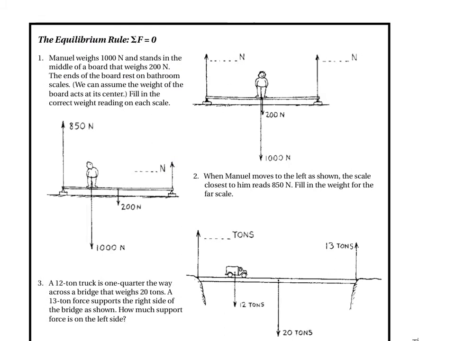Here we have Manuel's 1000 newtons, board weighs 200, total downward force is 1200 newtons. That means that if he's right in the middle, each spring scale or each scale will measure 600 newtons. When he slides to the left, well, 850 on one side means 350 total on the right-hand side.